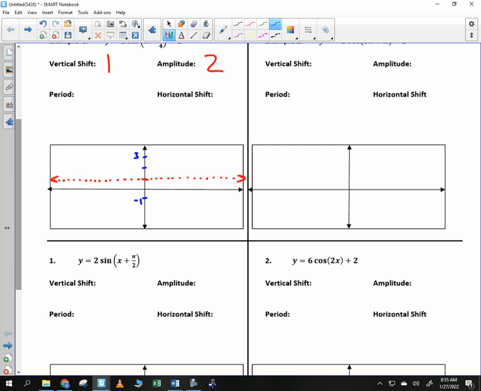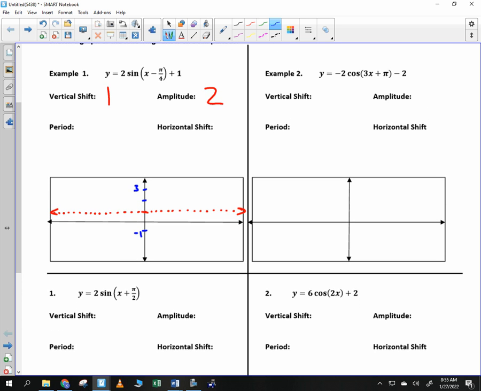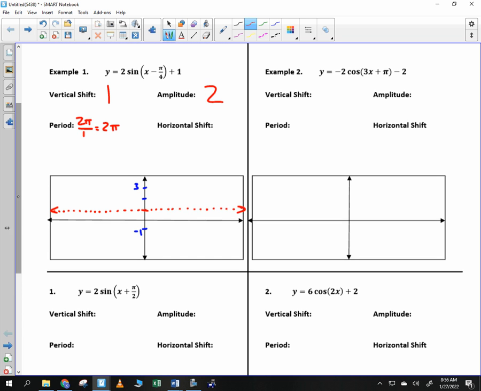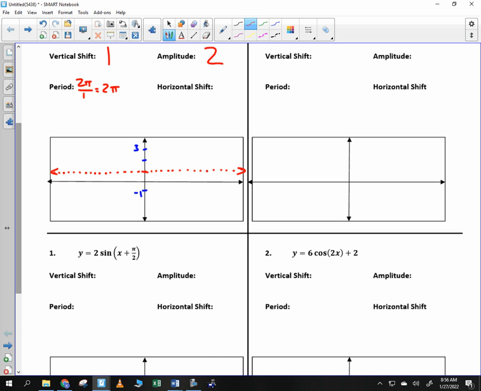Now we do the horizontal piece. How is it that I determine the period? 2 pi divided by 1 right there, and I get 2 pi. So mark off 2 pi, pi over 2, 3 pi over 2.